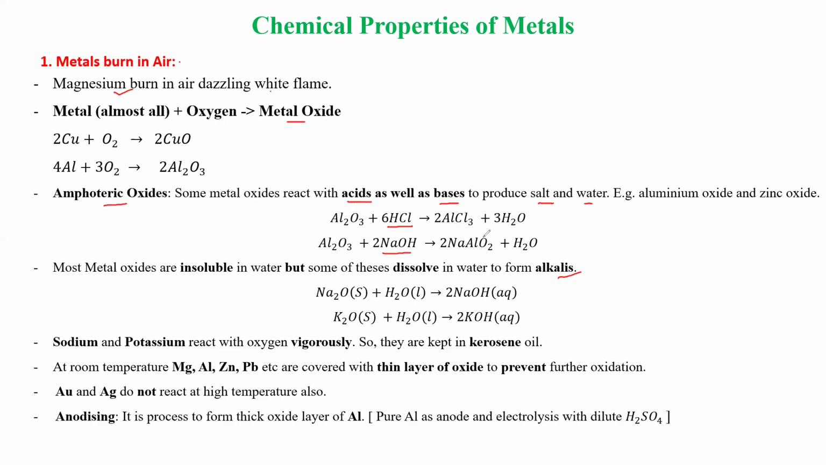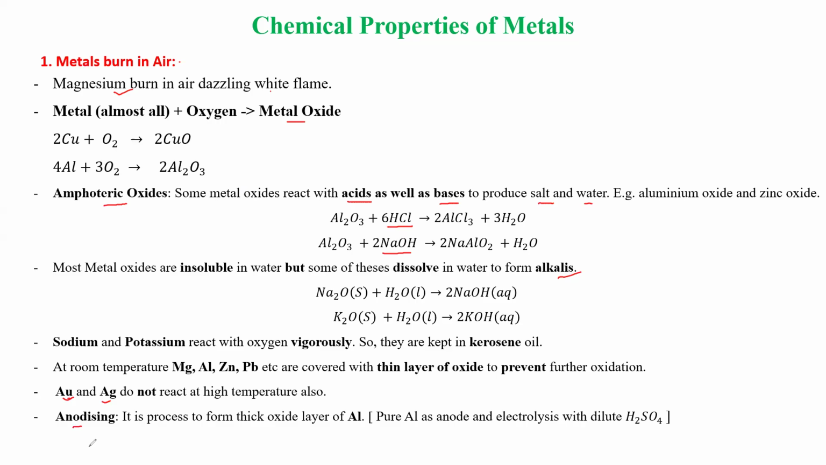And later you see that sodium and potassium are going to react with oxygen vigorously. So that's why we keep these inside kerosene. Since if they come in contact with air, they will catch fire and produce a lot of heat. So at room temperature, elements like magnesium, aluminum, zinc, and lead are covered with a thin layer of oxide to prevent oxidation. Whereas gold and silver, Au is gold, Ag is silver, do not react even at high temperature.